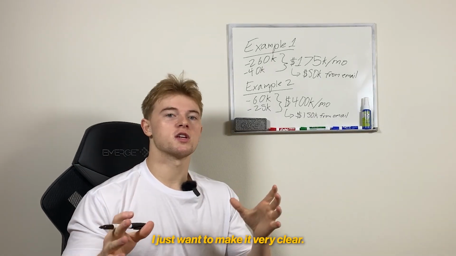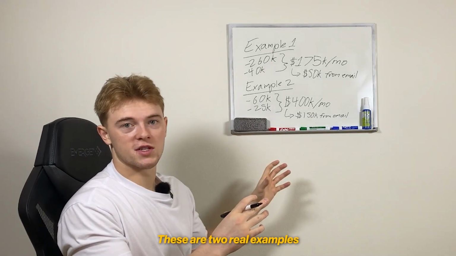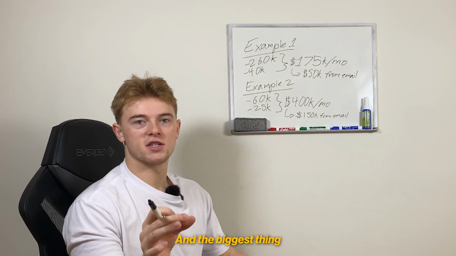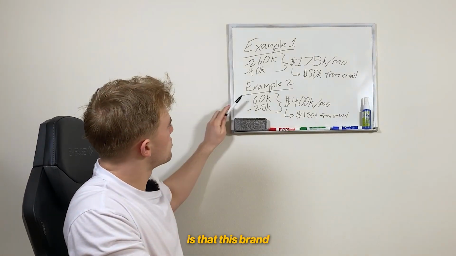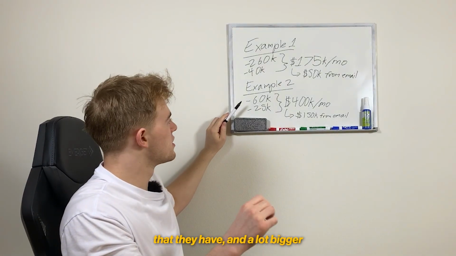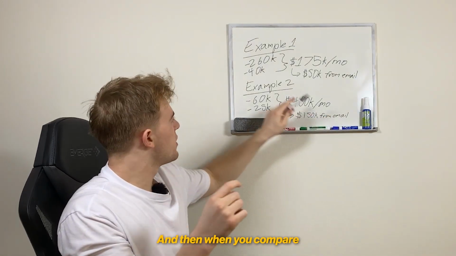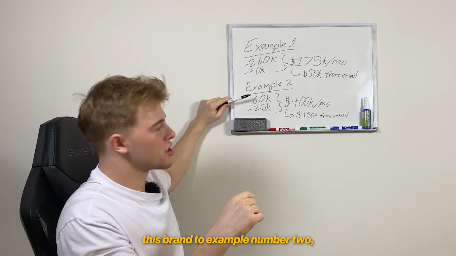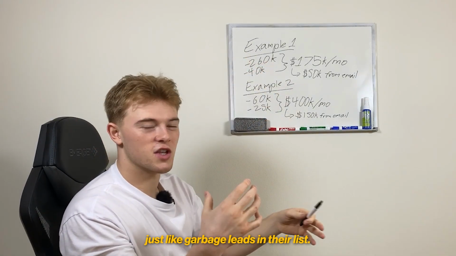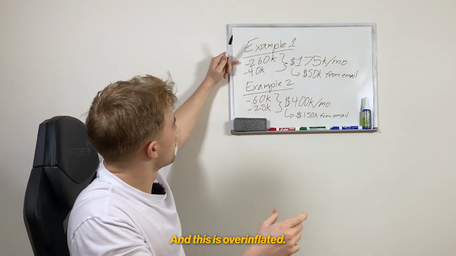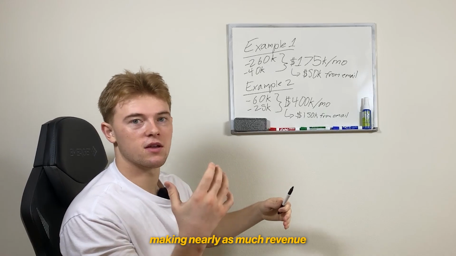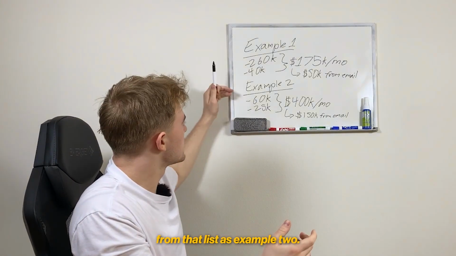All right, so first I just wanna make it very clear, these are two real examples that I've seen before. And the biggest thing that should stand out to you is that this brand does a lot with the email list that they have, and a lot bigger portion of the list is a buyer. And then when you compare this brand to example number two, this one seems to have a lot of just garbage leads in their list, and this is overinflated and they're not actually making nearly as much revenue from that list as example two.